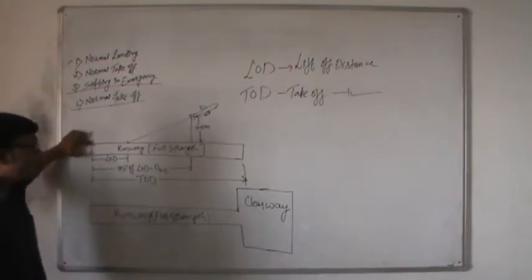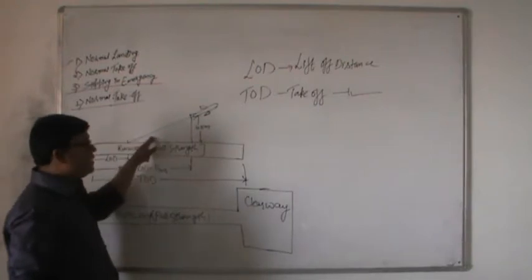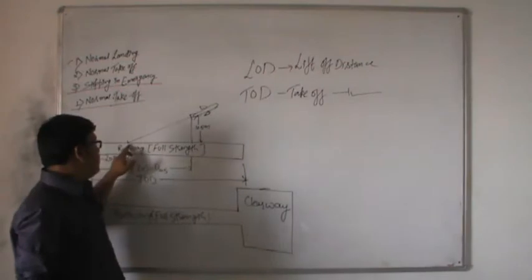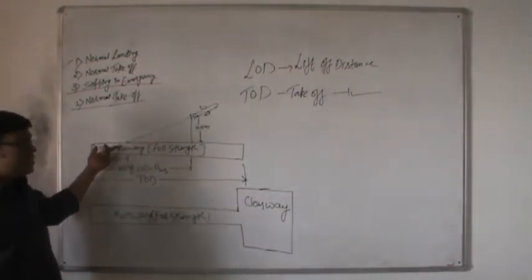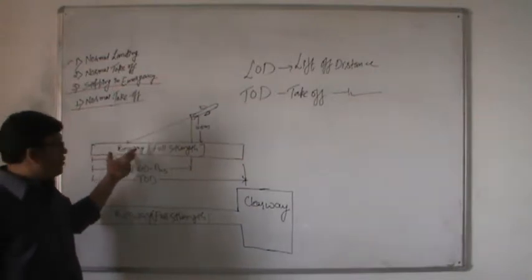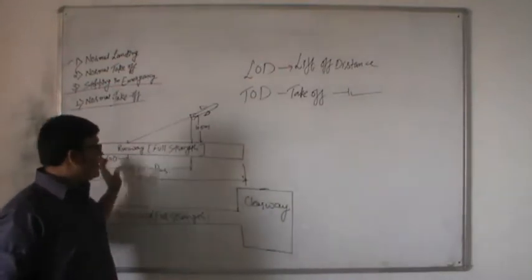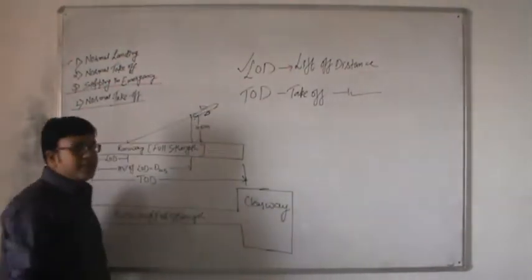Means the aircraft will start running from this point. There is the distance required for an aircraft to attain the lift at this point. Here on this point, it will start moving in the air. So it is the point at which the aircraft will attain the lift. That is called the lift off distance.